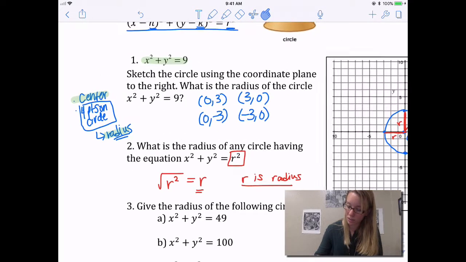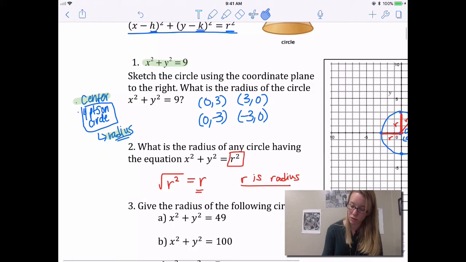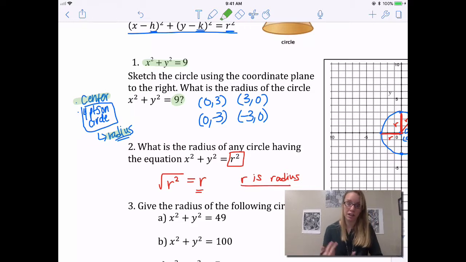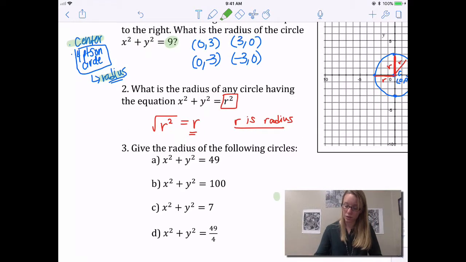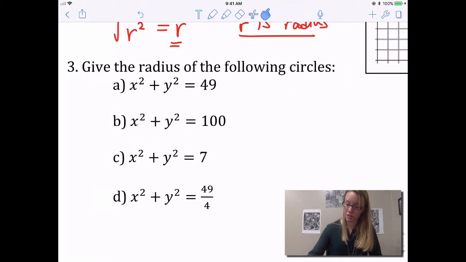Okay, so notice how that worked here. I had x squared plus y squared equals 9. That was a 9, and then my radius was 3. So if I take the square root of 9, I just get 3. So that's going to work for all of these circles below. So I've got A through D.